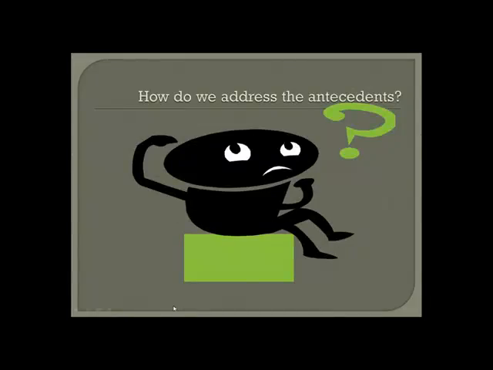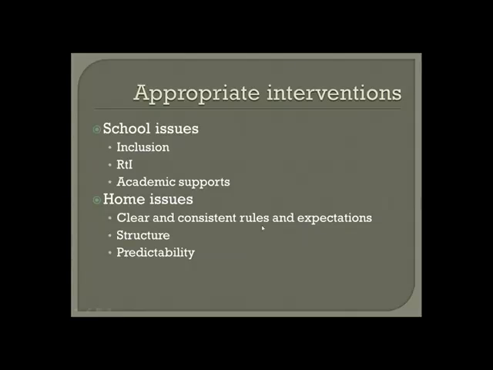So this is what we're starting to talk about, which is what do we do? How do we address the antecedents? I want to be clear about this. I think it's really, really important that we provide appropriate interventions both at school and home. So inclusion is really important. We want these guys to be with their typical peers as much as possible, and we want them to be successful there.